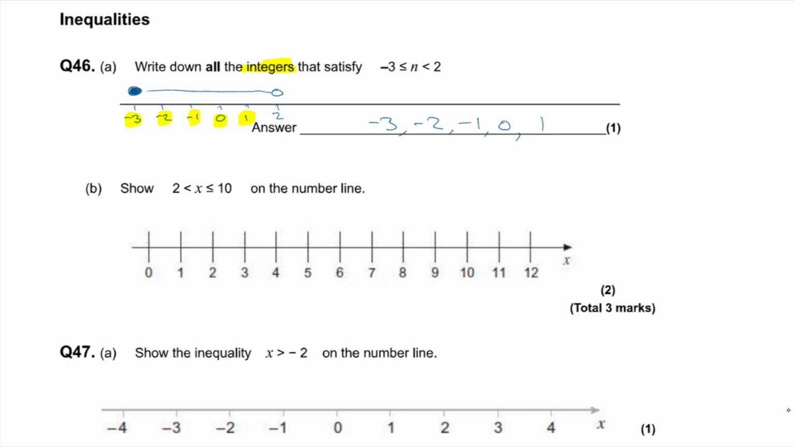Part B says show 2 is less than x, which is less than or equal to 10 on the number line. So doing the same thing, drawing a circle at 2, drawing a circle at 10, drawing a line that joins them up.